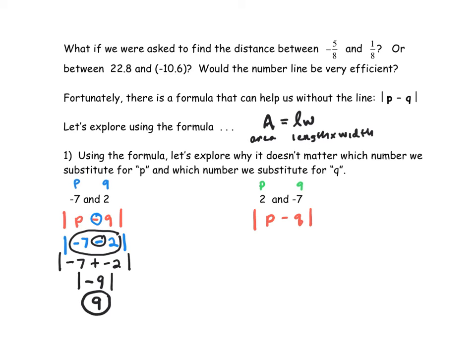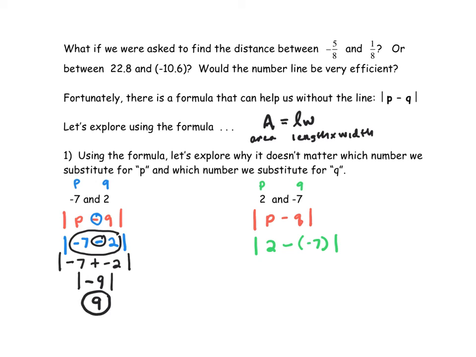We have assigned 2 for the letter P, so we're going to replace P with the number 2. Minus is part of the formula, and Q is -7. So I'm going to go ahead and put that -7 inside parentheses so I don't confuse it with a minus sign, and then I put my absolute value bars back on.